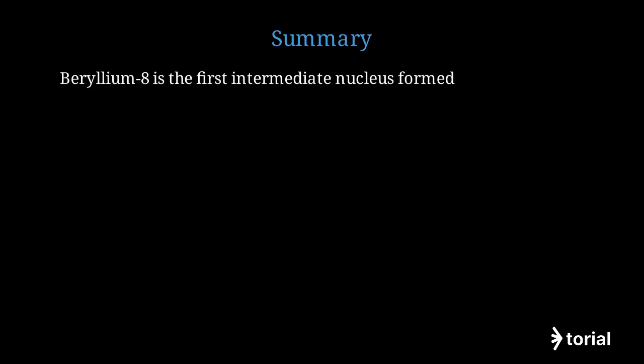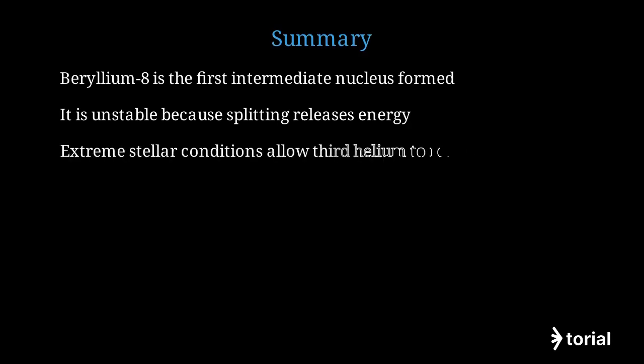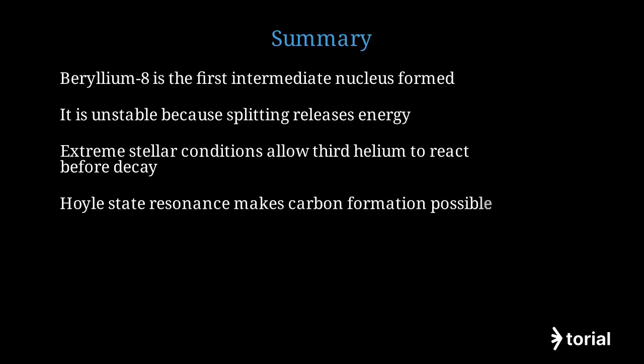Let's summarize what we've learned about the triple alpha process. Beryllium-8 is the crucial first intermediate nucleus that forms when 2 helium-4 nuclei fuse. It is incredibly unstable with a half-life of 10^-16 seconds because splitting back into helium releases energy. The extreme density and temperature in red giant cores allow a third helium nucleus to react with beryllium-8 before it decays. The Hoyle state resonance dramatically increases the reaction probability, making carbon formation and ultimately life itself possible.